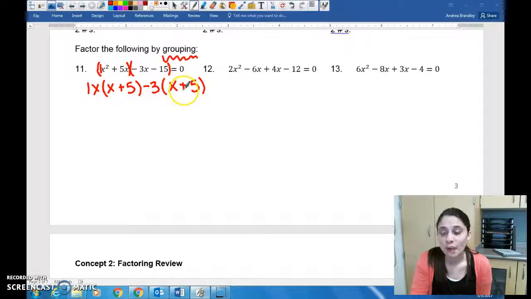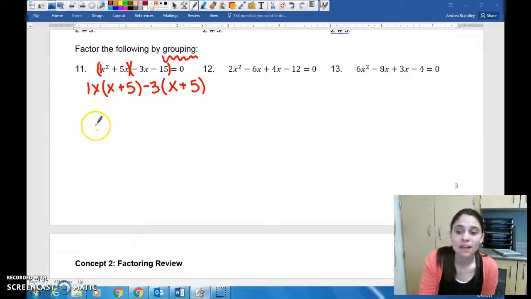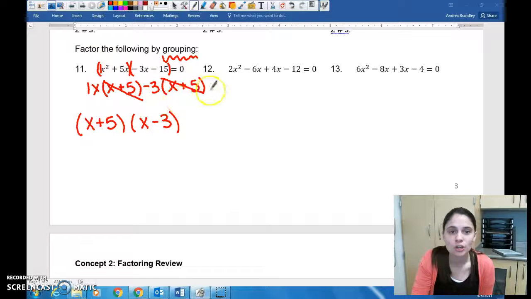If your parentheses are not the same, then you've made a mistake and you need to go back and relook at what you've done. So now that my parentheses are the same, I'm actually going to factor out the whole parentheses term. I'm going to take out my whole x plus 5. So now these are gone, and I'm left with 1x, or just x, minus 3. So now this is factored from the step where the middle term has been split. So factoring by grouping, that's the basic process. So let me show you at least one more time. I might show you 13 as well.